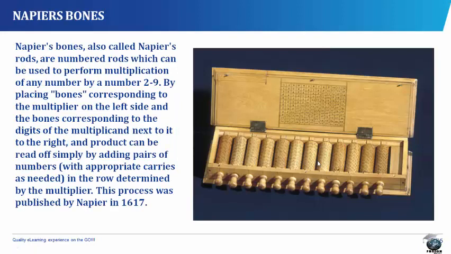Napier's bones. John Napier developed the Napier bones in the year 1617. Also called Napier rods, these are numbered rods which can be used to perform multiplication of any number by a number 2 to 9 by placing bones corresponding to the multiplier on the left side and the bones corresponding to the digits of the multiplicand next to it to the right, and the product can be read off simply by adding pairs of numbers with appropriate carries as needed. Just as you can see here, it looks much like our normal multiplication table.